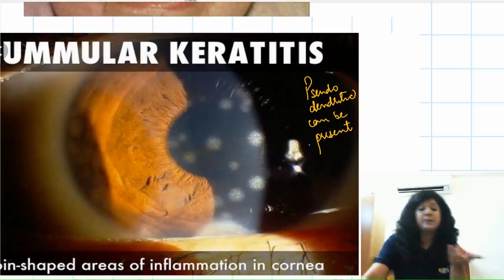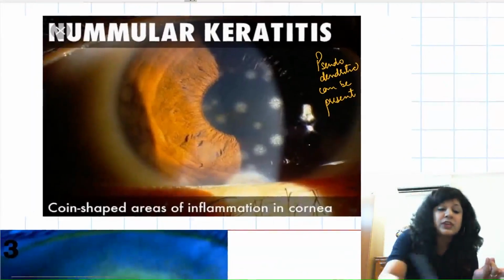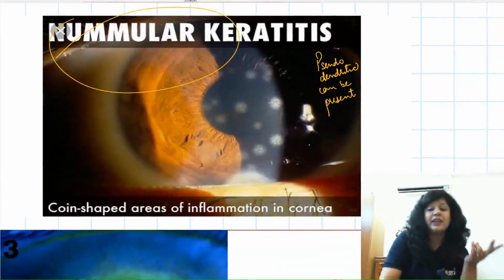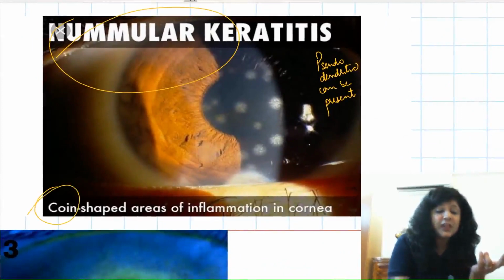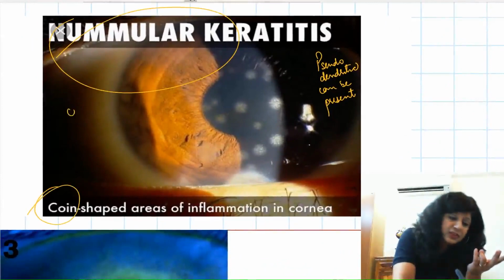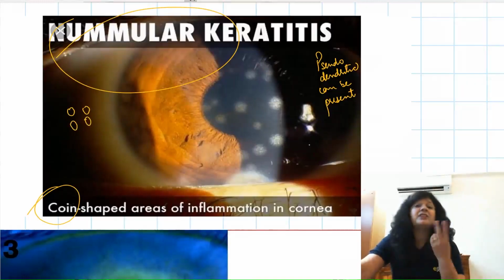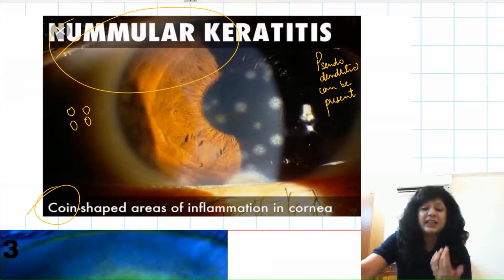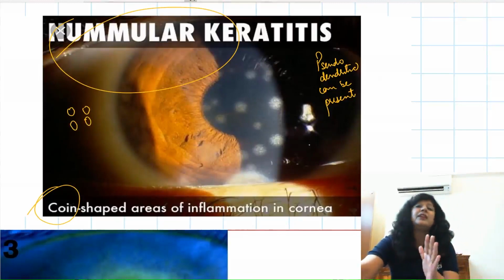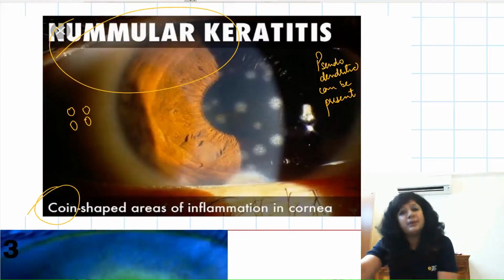Now dendritic keratitis was typical of herpes simplex. What is typical in herpes zoster? In herpes zoster, it is nummular keratitis, where we get coin shaped areas, just like this. Coin shaped areas of stromal inflammation, disc like areas are present, surrounded by haziness. This is called nummular keratitis. This is very, very typical of herpes zoster.